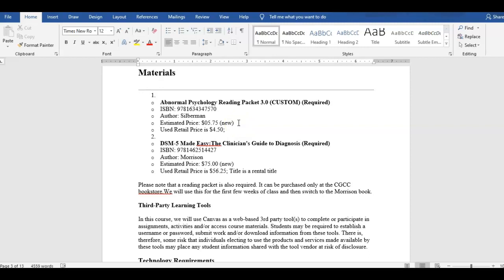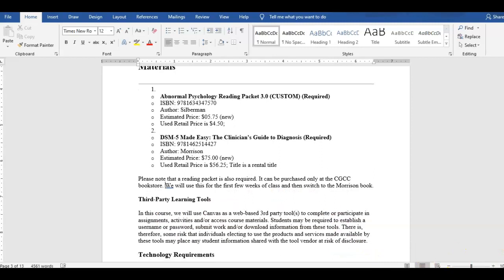DSM-5 Made Easy. You can find this in other places. For example, you can go online. You could go to Barnes & Noble. It is a popular book, so it's not just available in our bookstore. You are going to need that after a few weeks of class for sure. It does have the estimated new and used price. I think we offer it as a rental at our bookstore as well, or there's a very good chance you could find it online even cheaper.